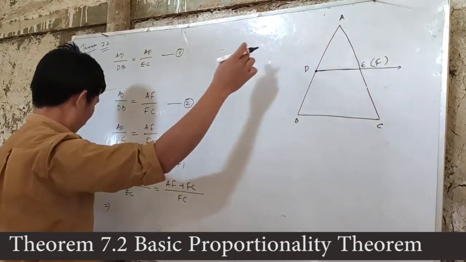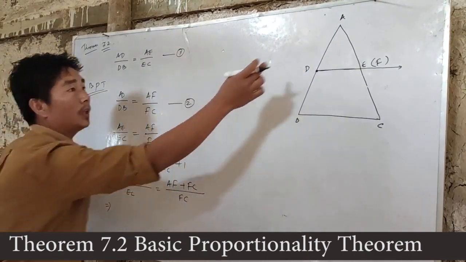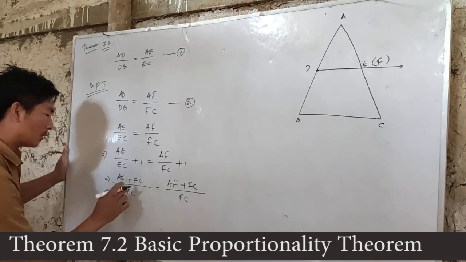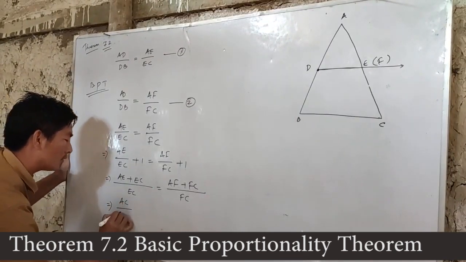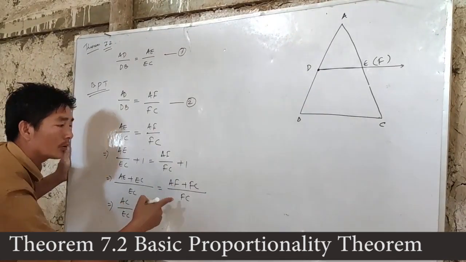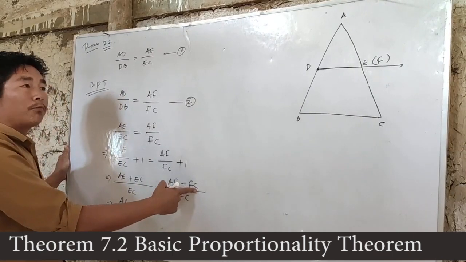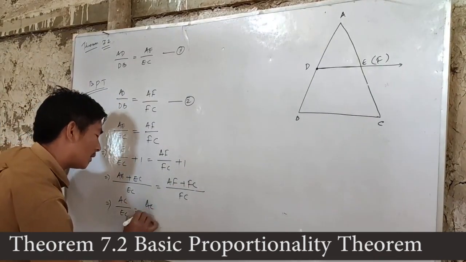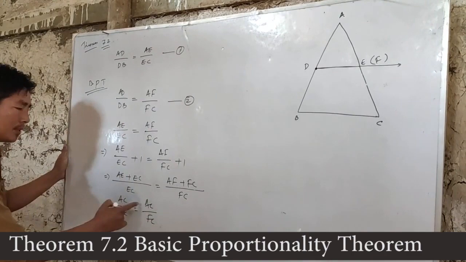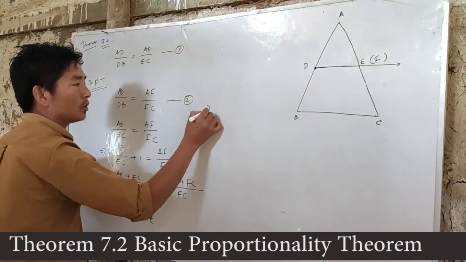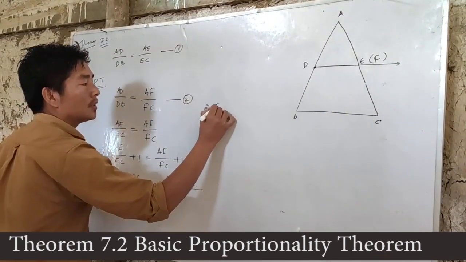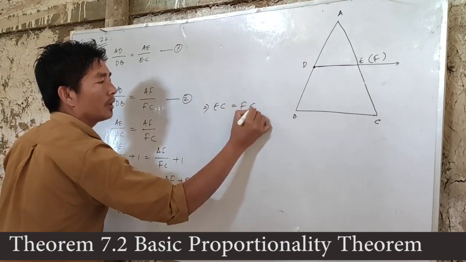AE plus EC is nothing but AC, so we get AC divided by EC. Same thing on the right hand side: AF plus FC is nothing but AC divided by FC. Since AC and AC are equal, the denominators have to be equal. That is, EC is equal to FC.